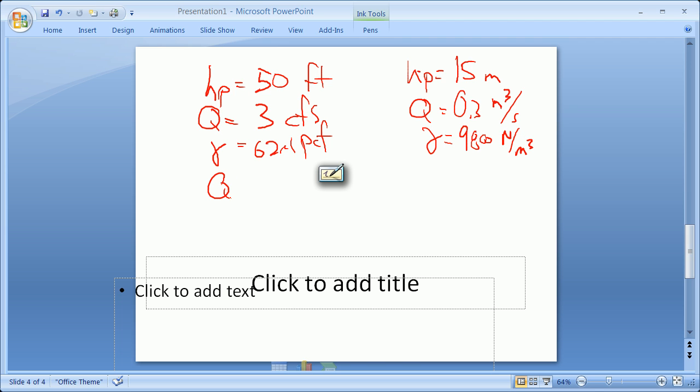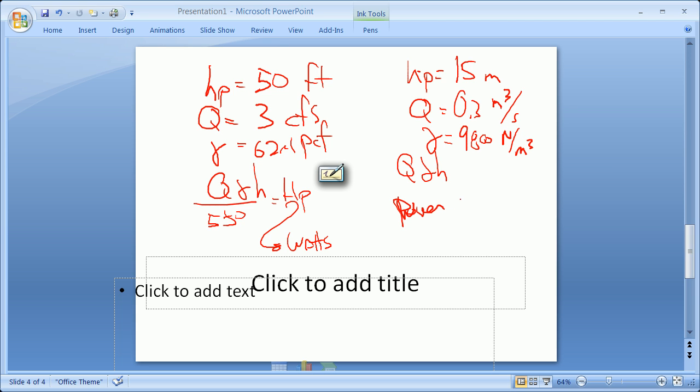If you take Q gamma H over 550 on this side, you get horsepower, but you really want to then convert that to watts. On this side, it's just perfect. It's Q gamma H. That gets you watts. And if you take watts, power, times time, you get what you pay for, and that is kilowatt hours. So that's the recurrent cost of pumps. That, in fact, is why you go about figuring out the pump with the most efficiency.